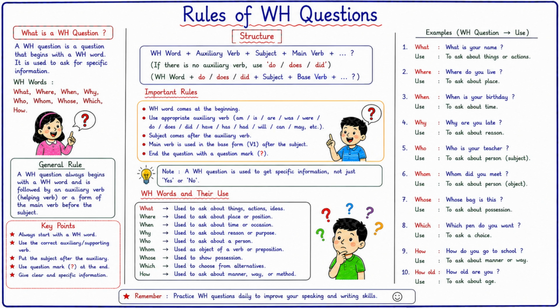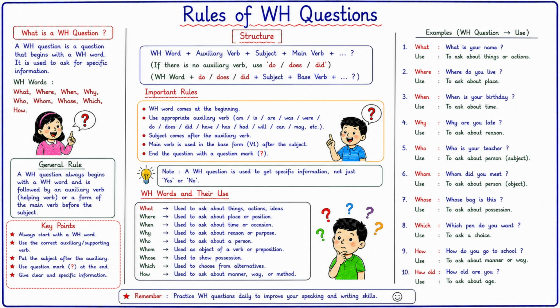Here is a useful formula to remember. WH word plus auxiliary verb plus subject plus main verb plus other information. For example, where plus do plus you plus live. Why plus did plus she plus leave. What plus are plus they plus doing. When plus will plus he plus arrive. If you master this basic pattern, you will be able to form hundreds of WH questions correctly.